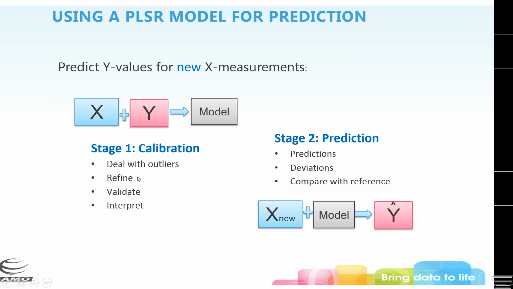Your calibration might look beautiful because you have a very narrow set of data, but if you get new data that looks different and it doesn't predict well, then you don't have a very robust model. So it's very important that you do a test prediction set just to make sure that your model is valid.